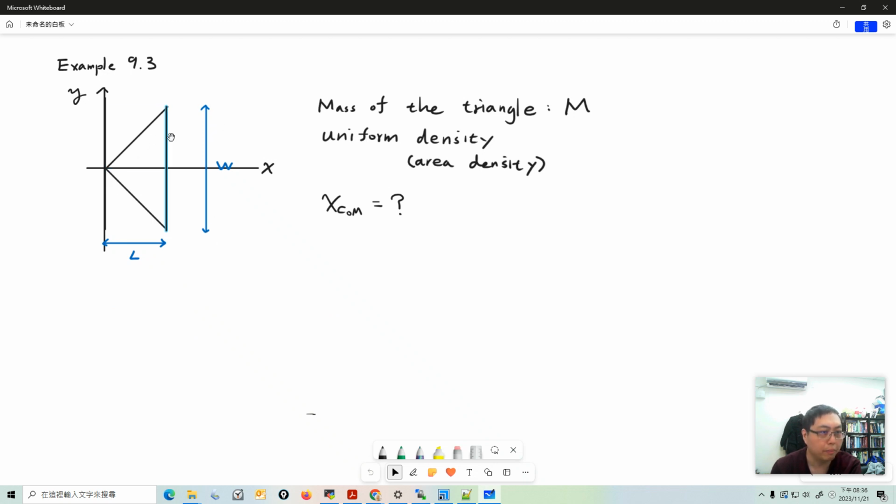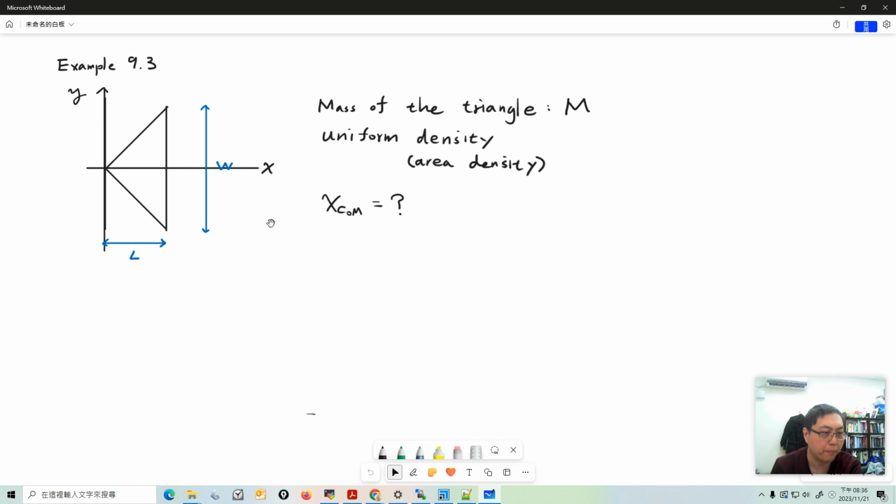The mass of the triangle is m, and we assume the density of this triangle is uniform. Actually, it's a 2D problem, so the density means the area density. The area density is uniform, and the problem asks you to calculate the center of mass of this triangle.